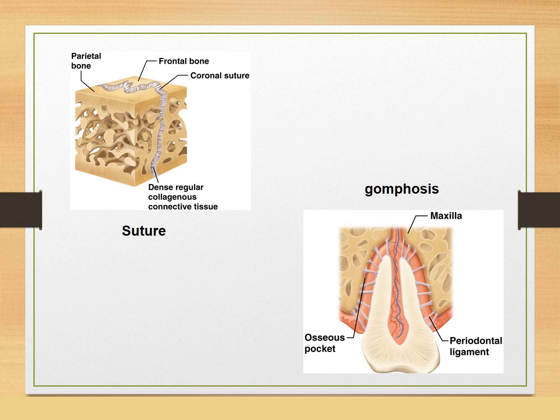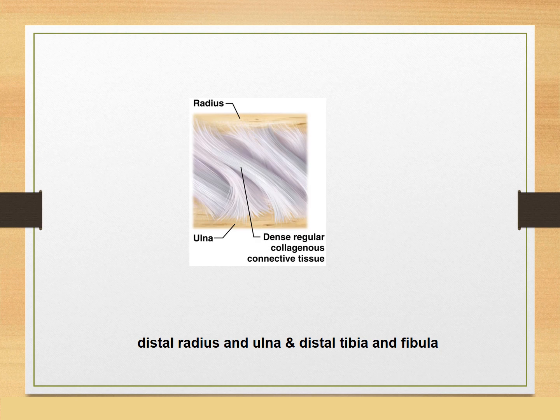This diagram is showing a suture, and it looks like a seam that you would generate while sewing. You can see the gomphosis. The periodontal ligaments are the structures that connect the tooth to the maxilla. We view these in our PowerPoint on the appendicular skeleton.